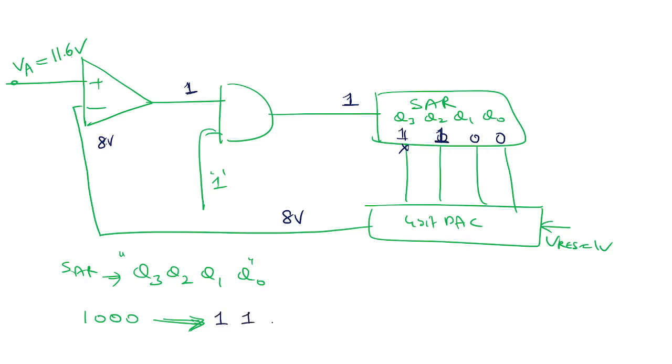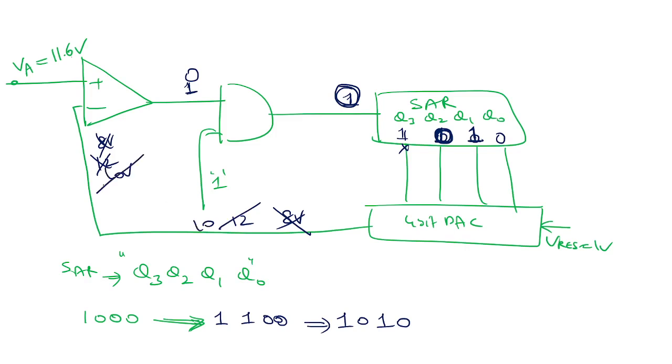1100. Then what will happen? 1100 is 12, right? Now 12 will be there. 11.6 is less than 12, right? The output is 0. 0 means you change this to 0, change the next to 1. The next state is 1010, right? 1010 is 10. The output is 1, so keep this 1 as it is. Change the next to 1. So the next state is 1011.